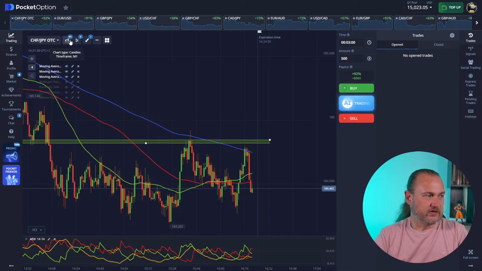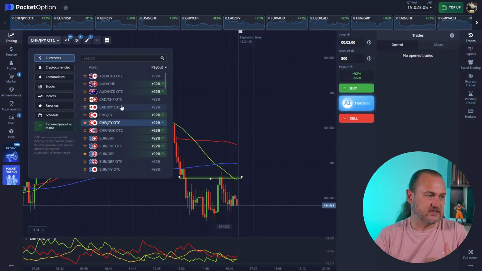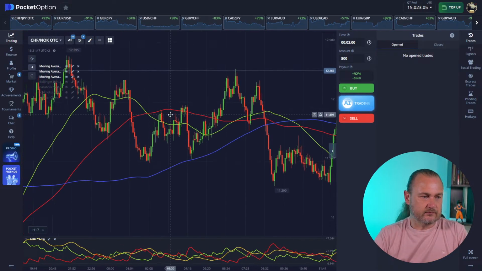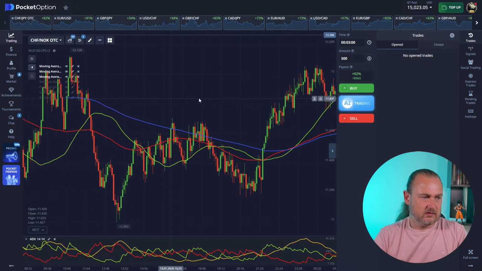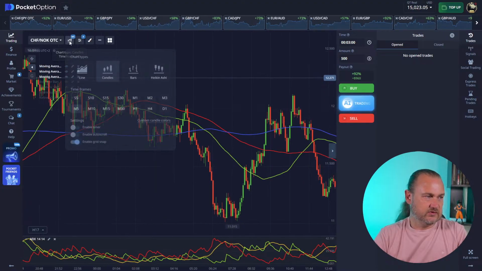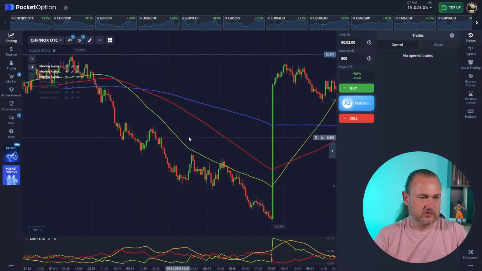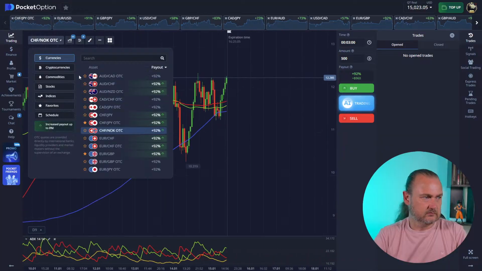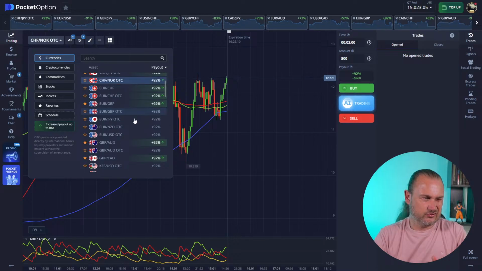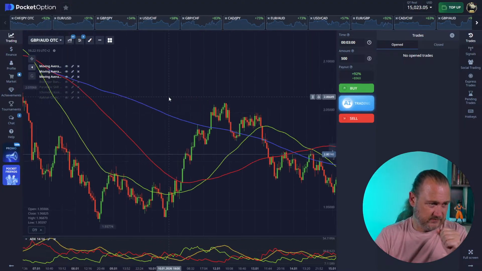Okay, let's see if we can find an asset where price is ranging really well. I would like to see, we should actually be able to find one on the 1 hour. Oh, what a candle. Which assets like to range? You not so much. I don't think you either.